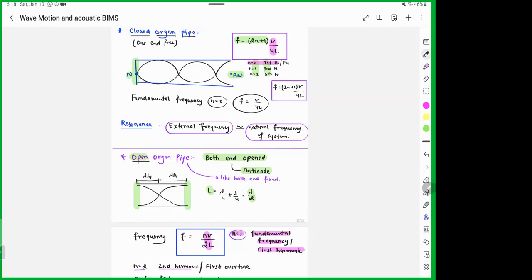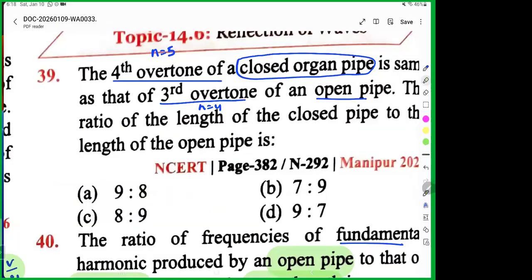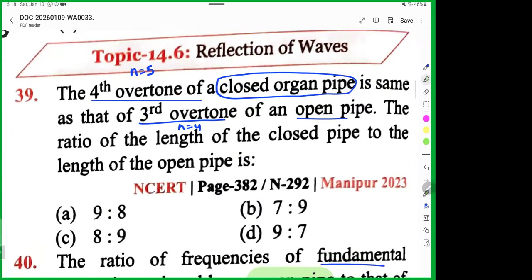This is fundamental. For fundamental, you need n value 0 in case of closed organ pipe. In open organ pipe, n value should be 1. If you understand this well, do this question. Last question of this. Fourth overtone in closed organ pipe.